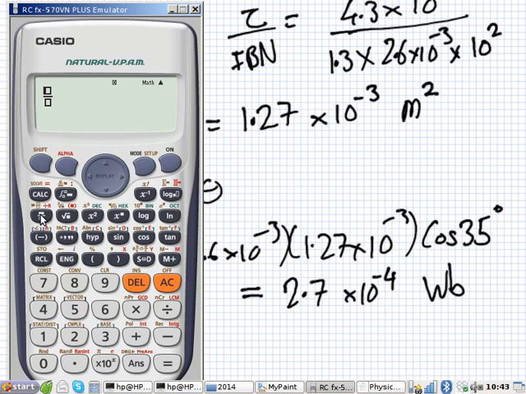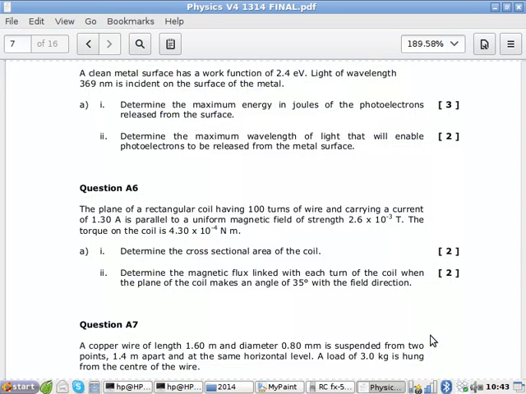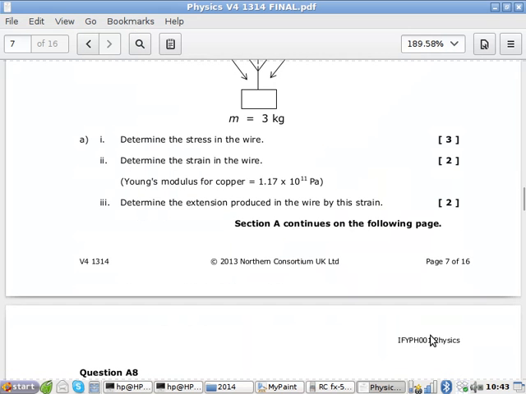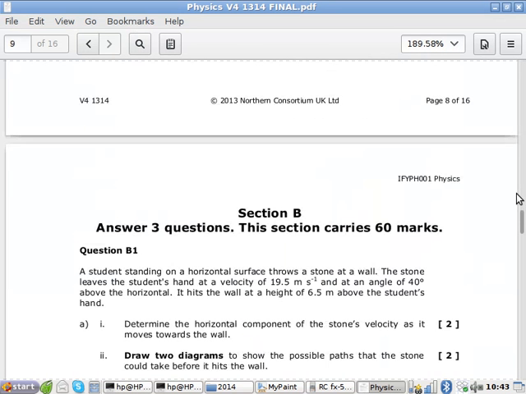Let's see if there's anything else in this exam. So that's fields, that's mechanics, with materials mixed in as well, Young's modulus. That's electricity. That looks like mechanics. That looks like simple harmonic motion actually, so that's mechanics. This one is electricity, that one's atoms, that one's materials, and that one's fields.